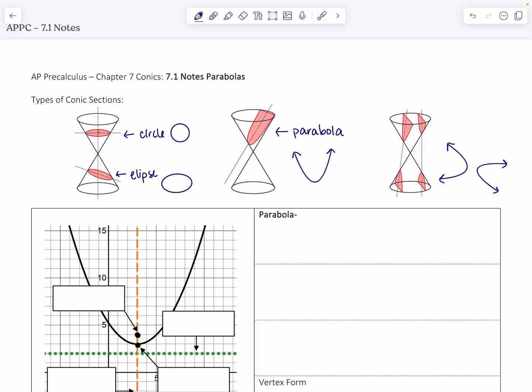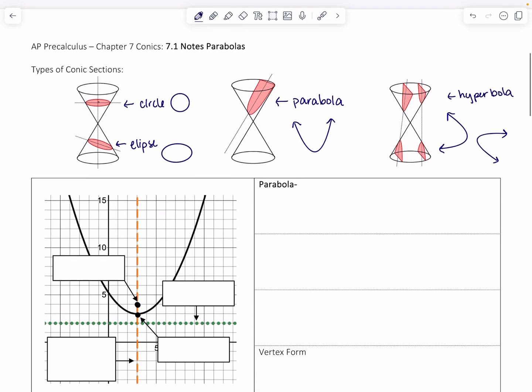If you slice going up through that circle, the end of the cone there, you get a parabola. And then if you slice straight down, you're going to get what's called a hyperbola, which looks kind of like two parabolas back to back, but not so much. Anyways, we're going to go ahead and look at our parabolas here.